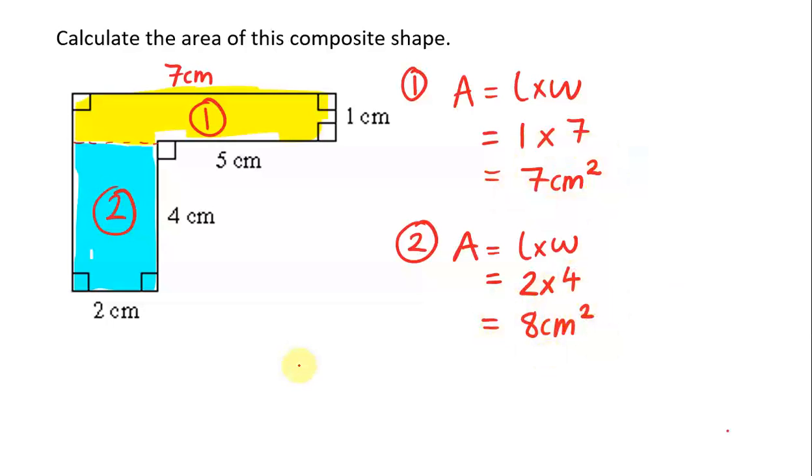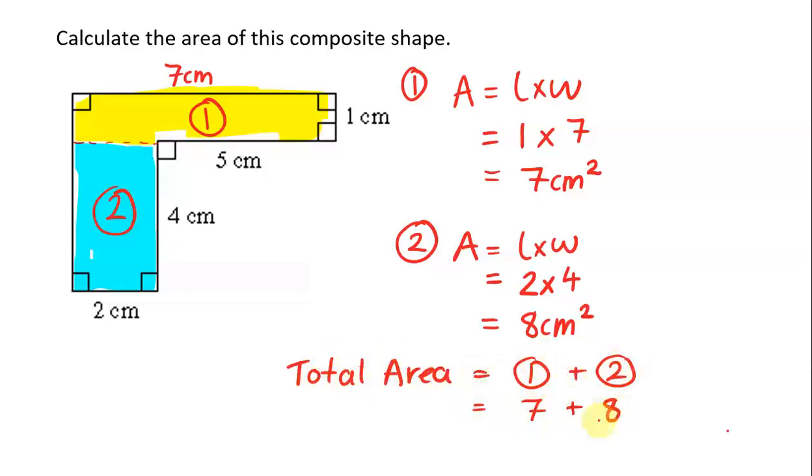But we need the total area. So to find the total area, we need to add these two measurements together, which is area number 1, the yellow one, plus the area of the blue one, or number 2. Area number 1 was 7, plus area number 2 was 8. 7 plus 8 gives us 15, and our units are centimetres squared. So we found the area of this composite shape by finding the area of the yellow rectangle, finding the area of the blue rectangle, and adding them together to get the total area, which is 15 centimetres squared.